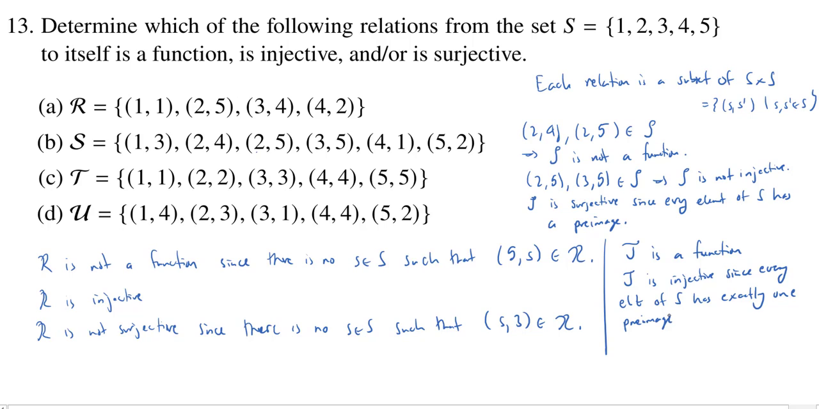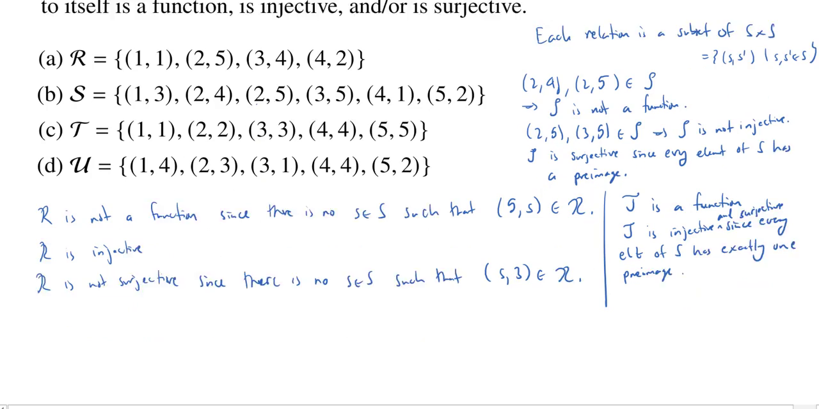And actually, once we know every element has exactly one, we also know it's surjective, because surjective meant that it has at least one. Okay, so we could actually add in here, it's injective and surjective. In fact, this means that this T here is a bijection.